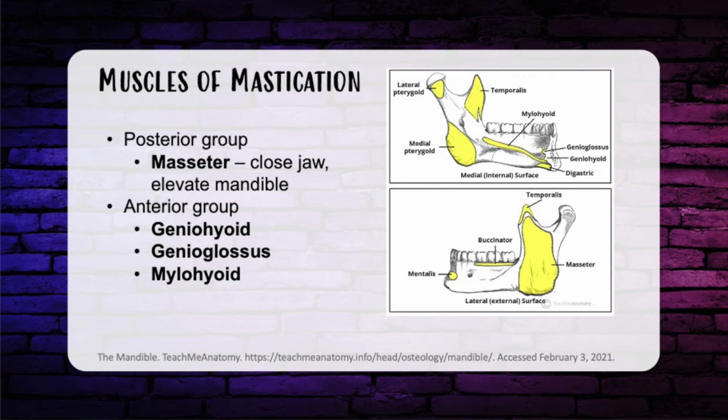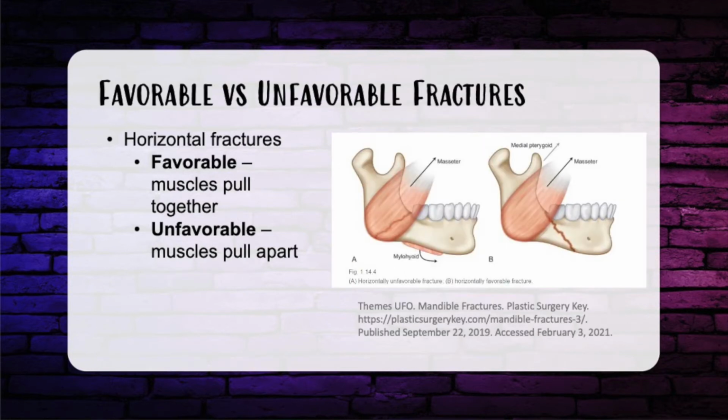For completeness's sake, I'm just going to mention the anterior group of muscles, which include the geniohyoid, the genioglossus, and the mylohyoid. Now, when we talk about mandibular fractures, they can be classified according to their location on the mandible, but also if they're favorable or unfavorable based on the muscular forces at the fracture site. Meaning, the anterior and posterior muscle groups can either pull fracture fragments together, which would obviously be a favorable fracture, versus the muscles pull the fracture fragments apart, which isn't what we want, and that's an unfavorable fracture.